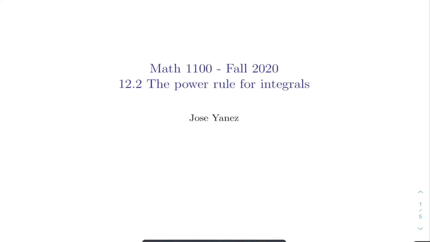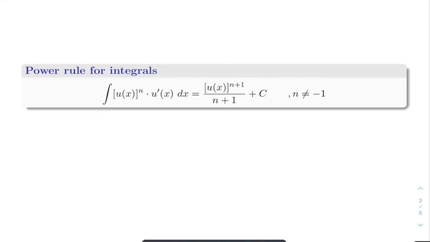In this video, we will learn about the power rule for integrals. So the power rule for integrals is the following. If you have a function to a certain power n, and inside the integral this is being multiplied by the derivative of the function, then you can use this formula here. That is the function to n plus 1 divided by n plus 1, plus our constant.